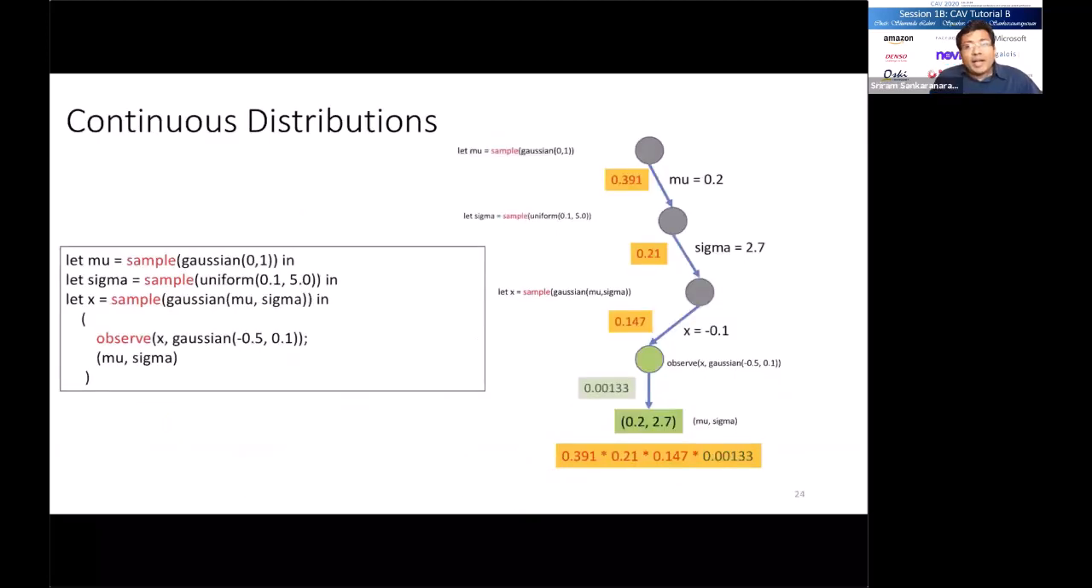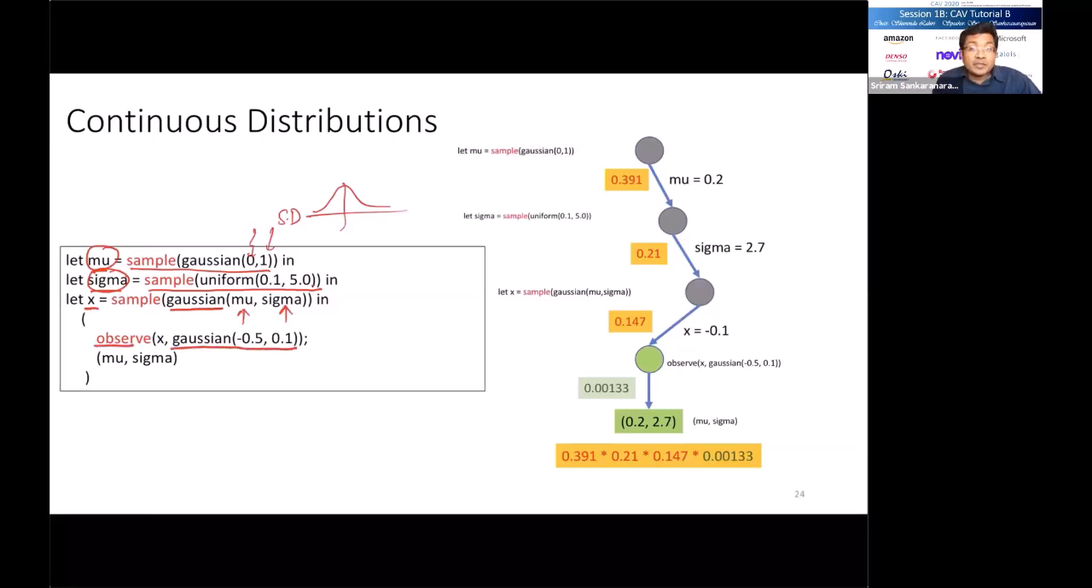So ideally, you would want to do the same thing for continuous distributions. So let's take this program with continuous distributions. I'm sampling mu from a Gaussian with mean 0, standard deviation 1. Sigma is a sample from a uniform distribution between 0.1 and 5. Sample X as a Gaussian with mean mu, which is the sample here, and standard deviation sigma, which is a sample here. Observe that X itself is a Gaussian.